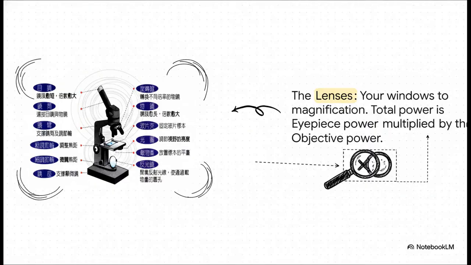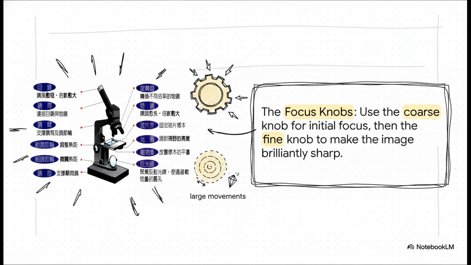Everything, and I mean everything, starts with the lenses. You look through the eyepiece, that's the part up top. And then you have the objective lenses, the ones that rotate right above your sample. Now, figuring out the total magnification is super easy. You just multiply the two numbers. So if your eyepiece is 10x and you click that 40x objective into place, boom, you're seeing your sample at 400 times its actual size. Pretty cool, right?